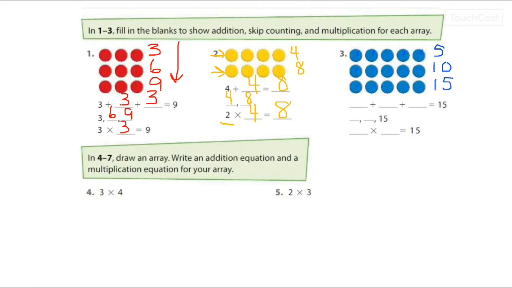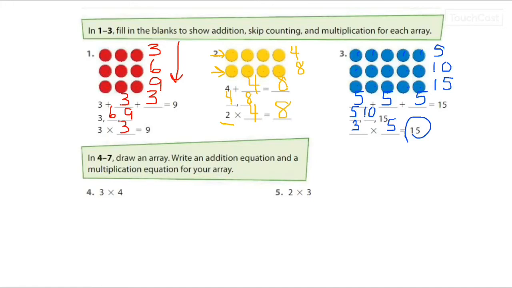Hey, wait a minute. I think I recognize these numbers as skip counting. So let's try it as an addition sentence first. I'm just going to add every single row. So I have 5 for the first row, 5 for the second row, 5 for the third row. 3 5s equals 15. Let's try skip counting. If I skip count down the side, I go 5, 10, and 15. So I have 3 rows with 5 in each row, and that equals 15.